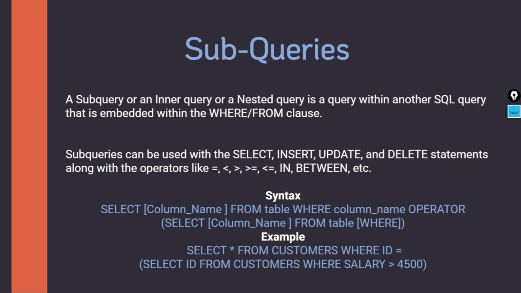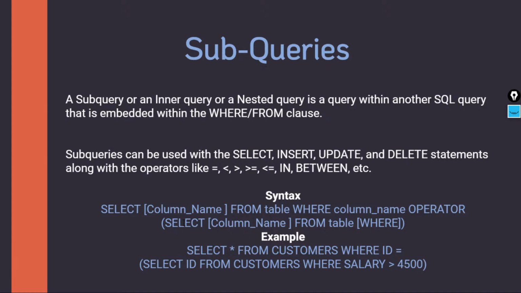Subqueries. What are subqueries? Subqueries are basically writing a query inside a query, like a nested query. That is what a subquery does. Theoretically, a subquery is also called an inner query or a nested query. It is a query within another SQL query that is embedded within the where or from clause. So basically, we will be able to write several queries and statements, one within another, with the help of the where and from clause.